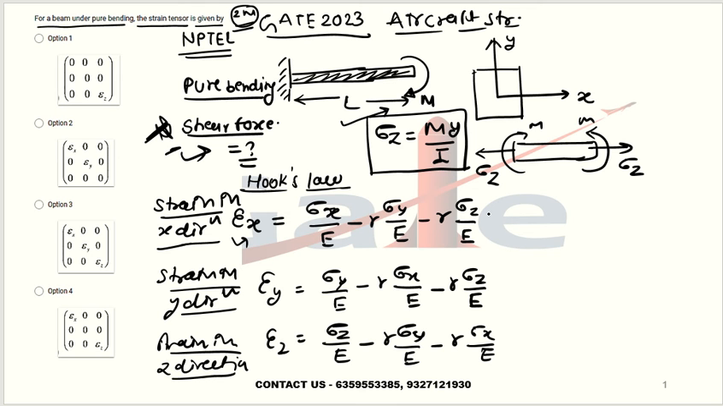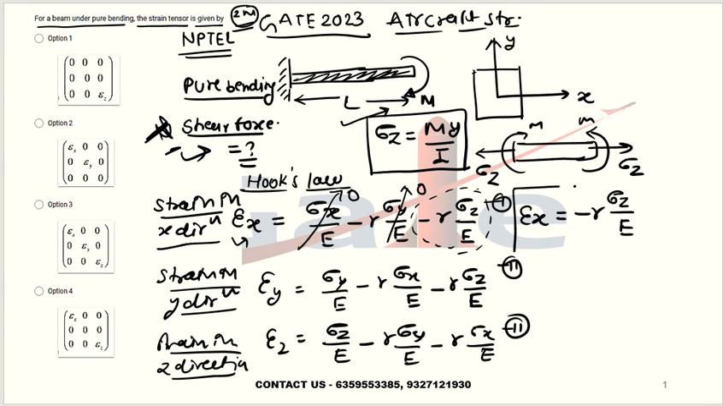Okay, now these are the three Hooke's law equations for the three directions. If you see, when you have a pure bending case, you will only have a stress in the z direction. So according to that, sigma x will be 0, sigma y will be 0, and you will only have this term present in the equation. So this equation will become like this.